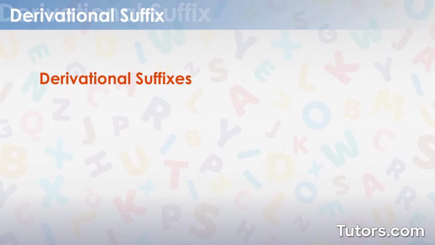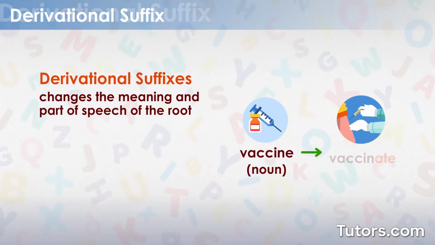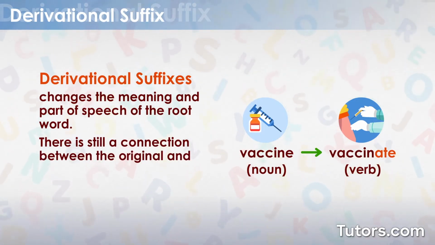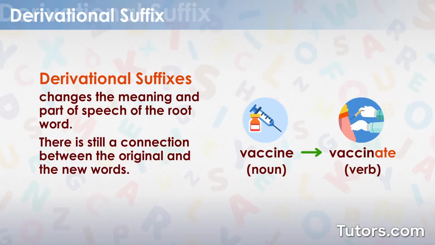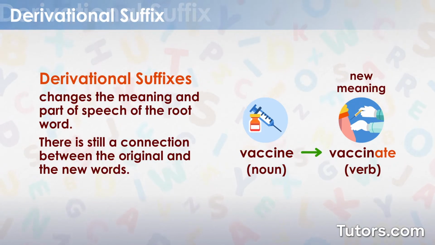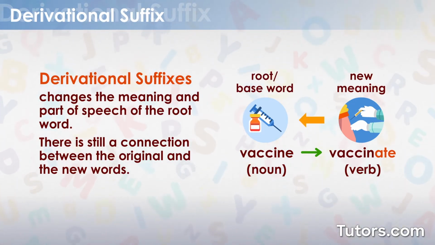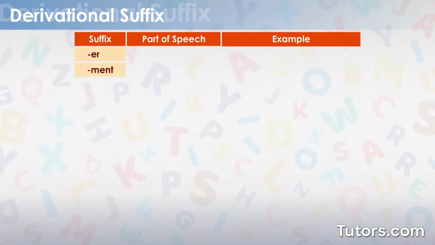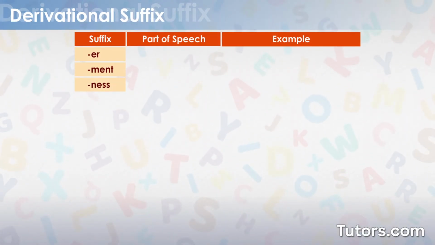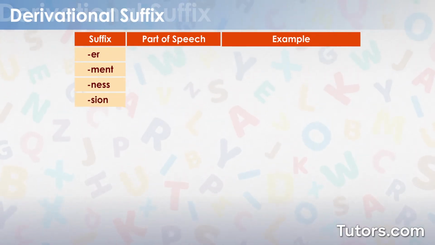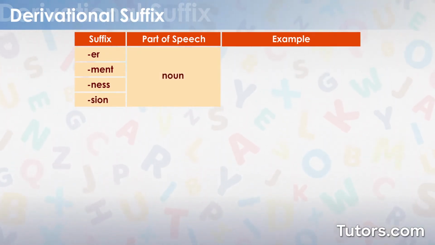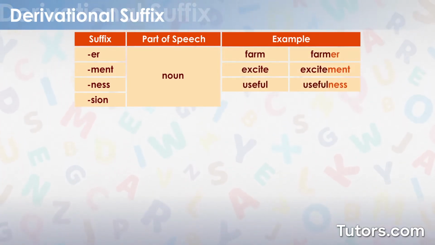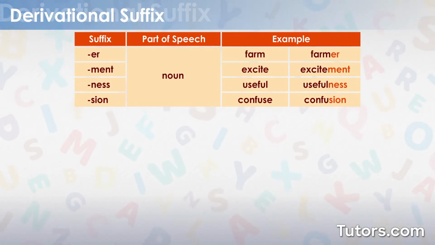Adding a derivational suffix changes the meaning and part of speech of the root word. However, there is still a connection between the original and new words. The new meaning is derived or obtained from the root or base word. The suffixes er, ment, ness, and sion make a word a noun. Some examples are farmer, excitement, usefulness, and confusion.